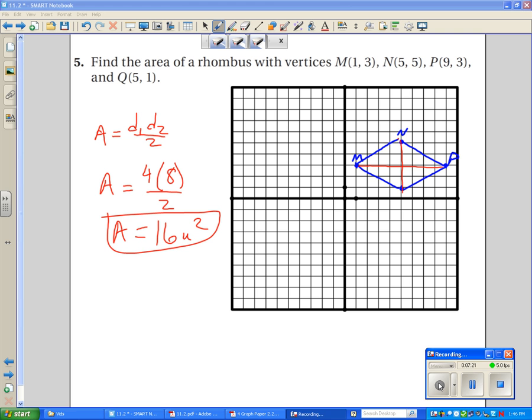All right, just a few thoughts here. Yeah, it would be a little bit tedious to find that distance using the distance formula, but we're finding the area of a rhombus, and that is diagonal 1 times diagonal 2 divided by 2. Notice this is set up nice and conveniently for us because this diagonal is horizontal and this diagonal is vertical. So I just count those values. That's where I got the 4 and the 8, and then I plug it in to the formula and simplify. I believe that's it.